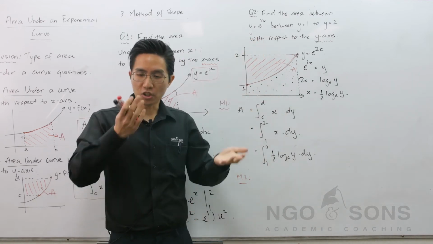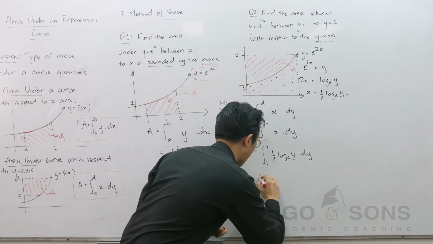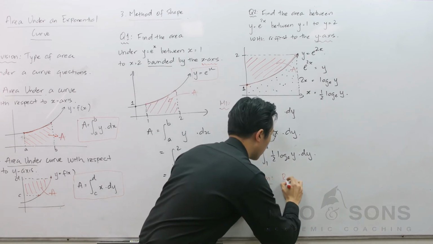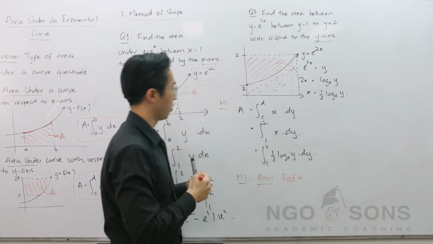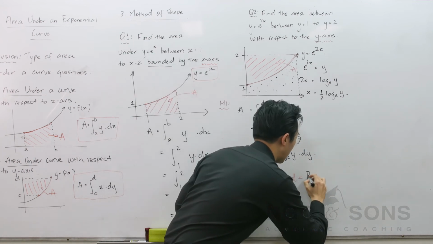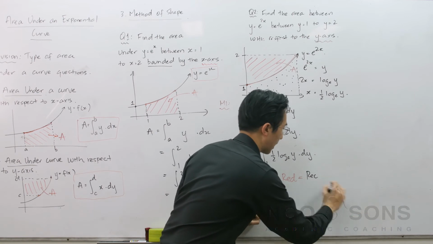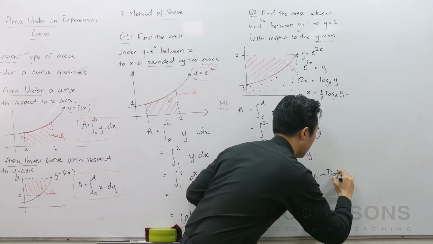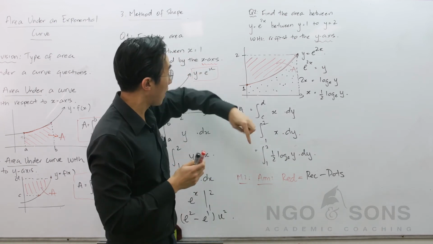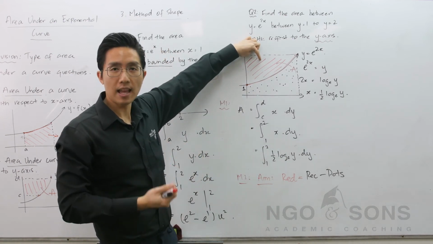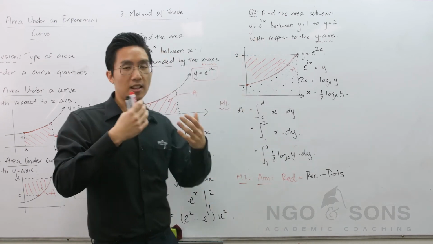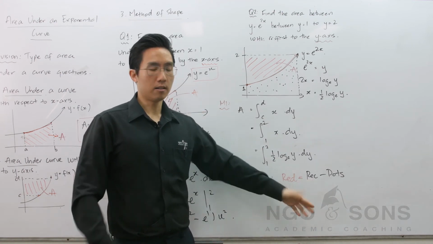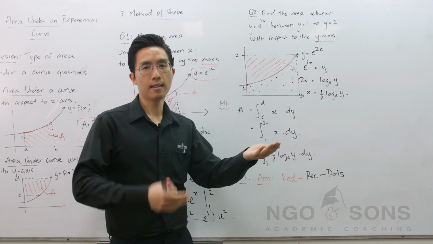Let's try that. So we now have a new aim. The red area is equal to the rectangle, subtract the area of the dots. I'm going to write here dots, and that will obtain this area that I want. Okay, so let's set off to do this. Number 1, how do you find a rectangle? You need 2 sides, a length and a breadth.